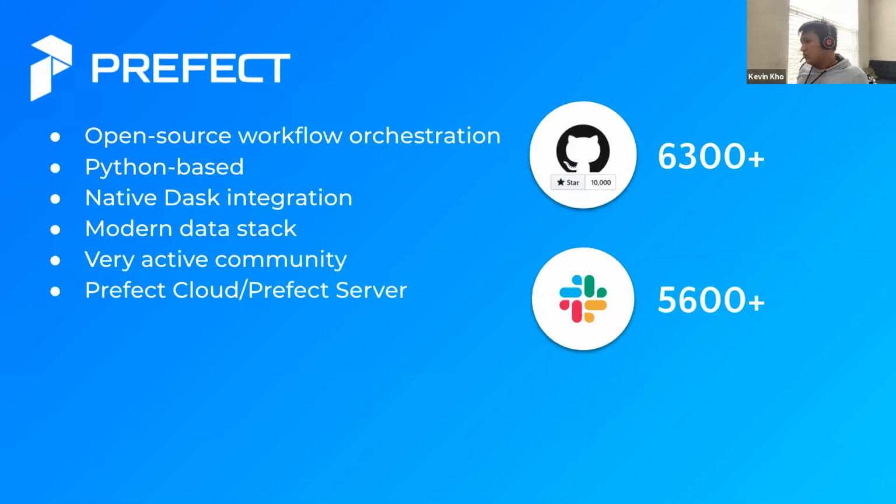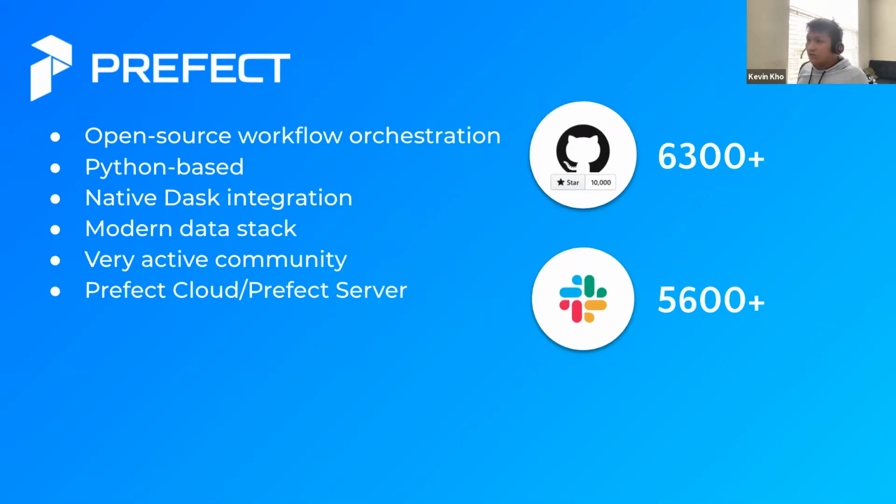So we are an open source workflow orchestration company. You can see us on GitHub. We currently have 6,300 stars. On Slack, we have a very active community with 5,600 members. In general, Prefect is Python-based, and it is designed for the modern data stack.